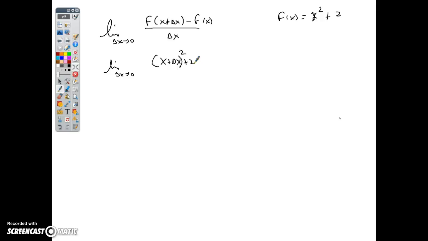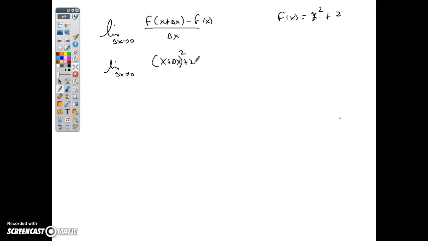Did I do that wrong? No, I did it right. Okay, so everywhere you see an x, I replace it with what's inside the parentheses, right? So it's f of 2, I just put a 2 in there. So I basically take the x plus delta x and replace the x in the function, right? So then you put the minus on the outside.